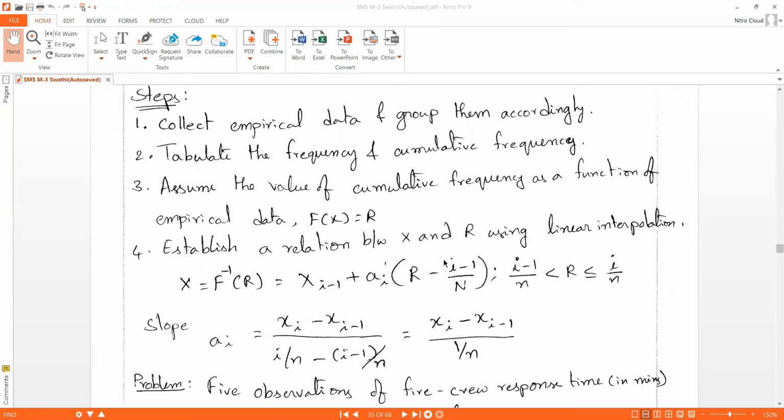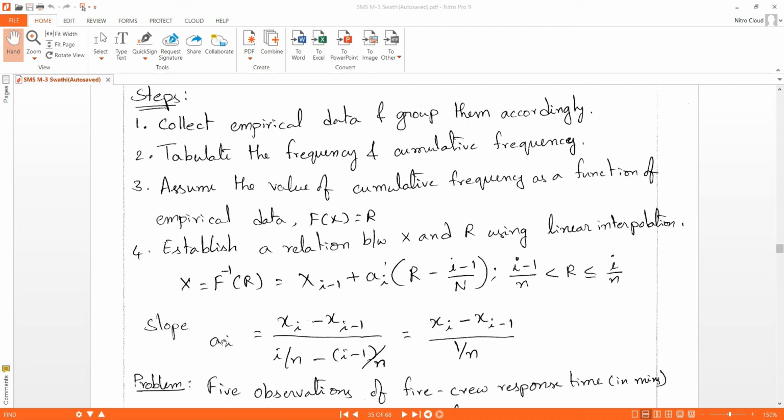So now the x is equal to inverse of f of r. Okay, that is x equal to F inverse of r. Okay, that is equal to x i minus 1 plus a i into r minus (i minus 1) by n. Okay, that is the x value when (i minus 1) divided by small letter n is less than r less than or equal to i by n. If this is the case, x value is this. That is F inverse of r value is this.